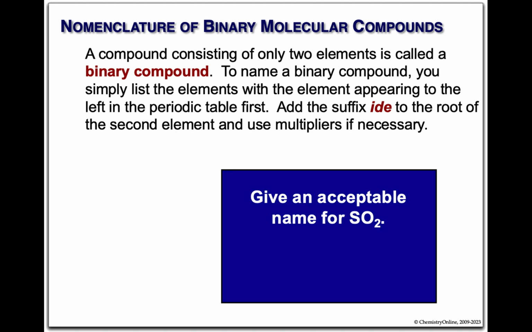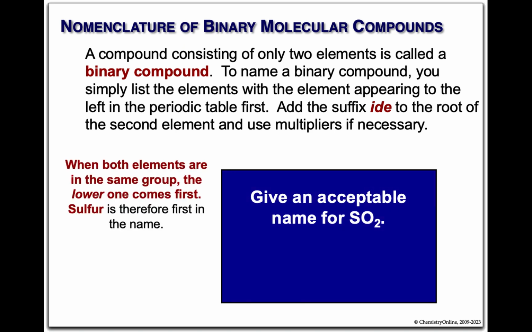This is sulfur, this is oxygen. We have two oxygens. Our first word is simply going to be sulfur. Our second word, we have to show there are two, that's di. Two oxygens, dioxide.